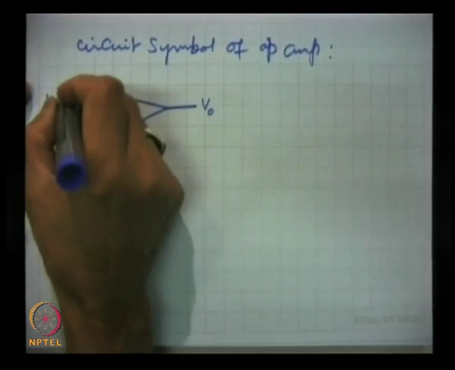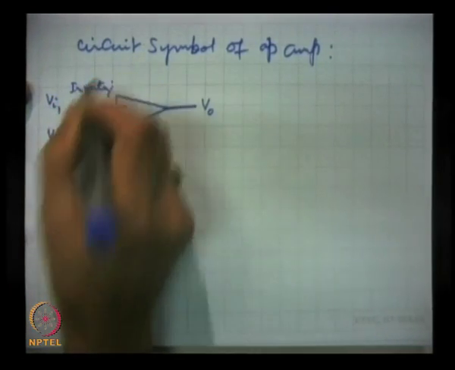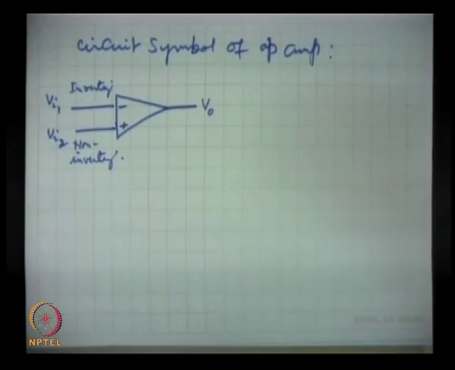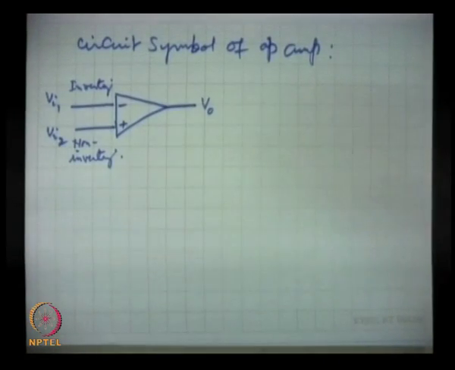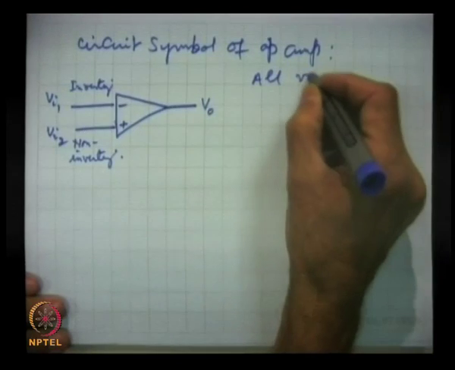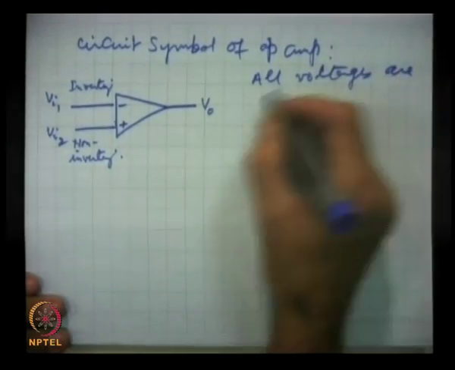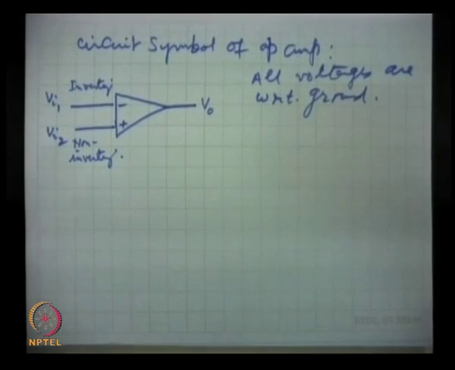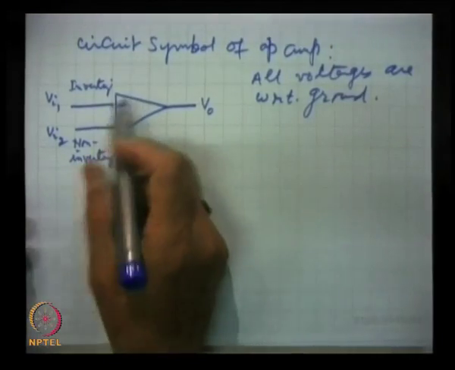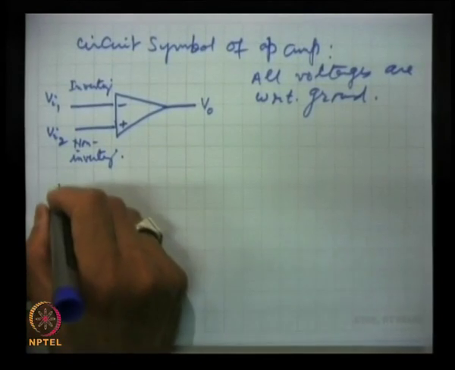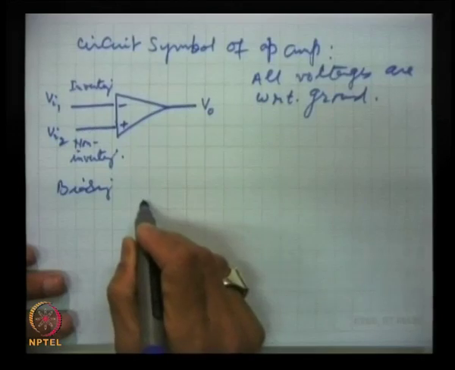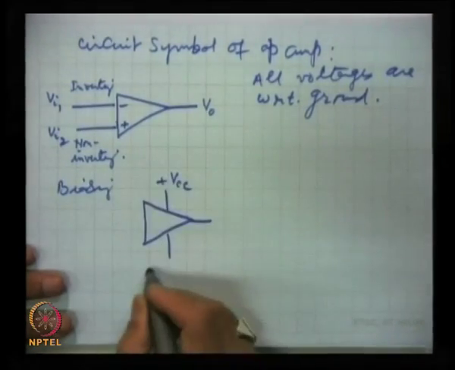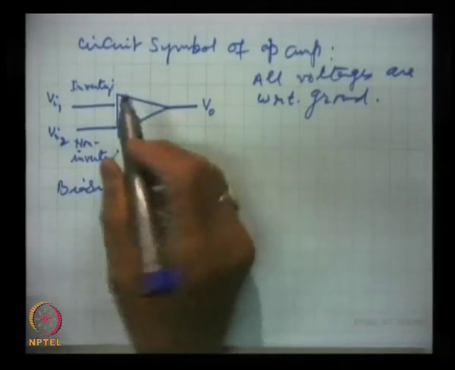This is inverting input, and this is non-inverting. Two inputs, and this is the circuit symbol for an op-amp. All voltages are with respect to ground. And for biasing, it is assumed that it has been connected, but to simplify the circuit, it is not shown. So, actually the biasing is, sometimes some people prefer to show this circuit like this as well, but this is the generally accepted circuit where it is implied that these biasings have been provided.